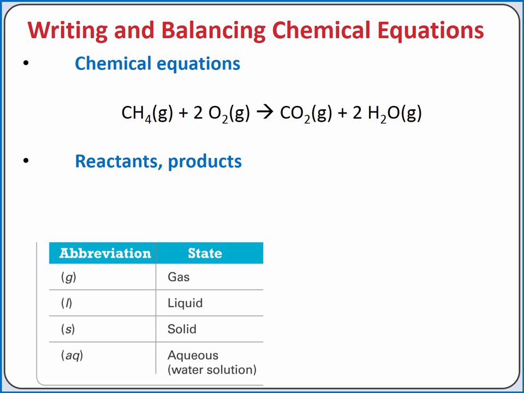A chemical equation represents a chemical reaction. For example, we can represent the combustion of methane gas using the equation shown. Methane gas reacts with oxygen gas to produce carbon dioxide gas and water vapor. The reactants are shown on the left, the products are shown on the right, and they're separated by an arrow.